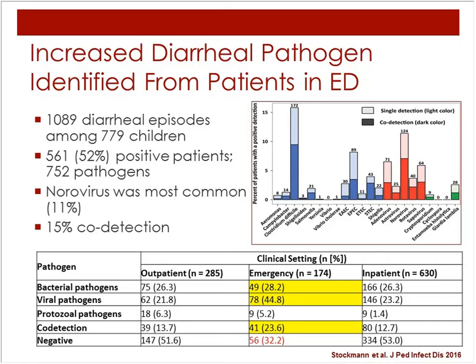Further analysis of the prevalence in outpatients versus emergency department versus inpatient identified an increase in pathogen detection in patients presenting to the emergency department. So only a slight increase in bacterial pathogen from 26 to 28% in the ED, but there was a significant increase in positivity for viral pathogens in the ED. And it also saw an increase in co-detection at an additional 10%. And lastly, the overall negative rate was lower in patients in the ED at 32% compared to 51 and 53%.